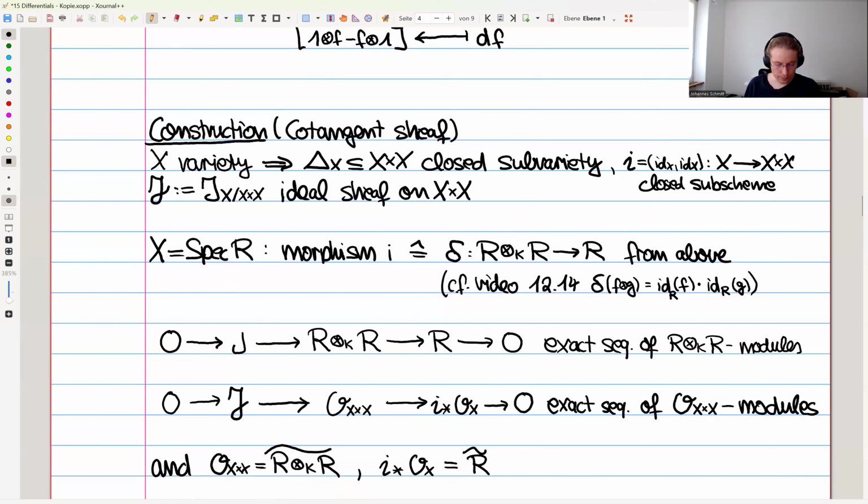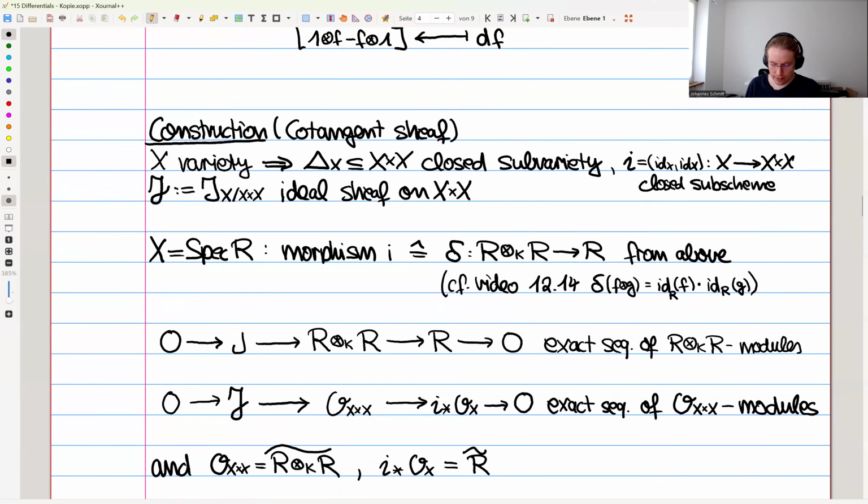So we get a sheaf on here. And the claim is now what happens when we are in the affine situation. When X is spec R, then this morphism I here is 2 times the identity.